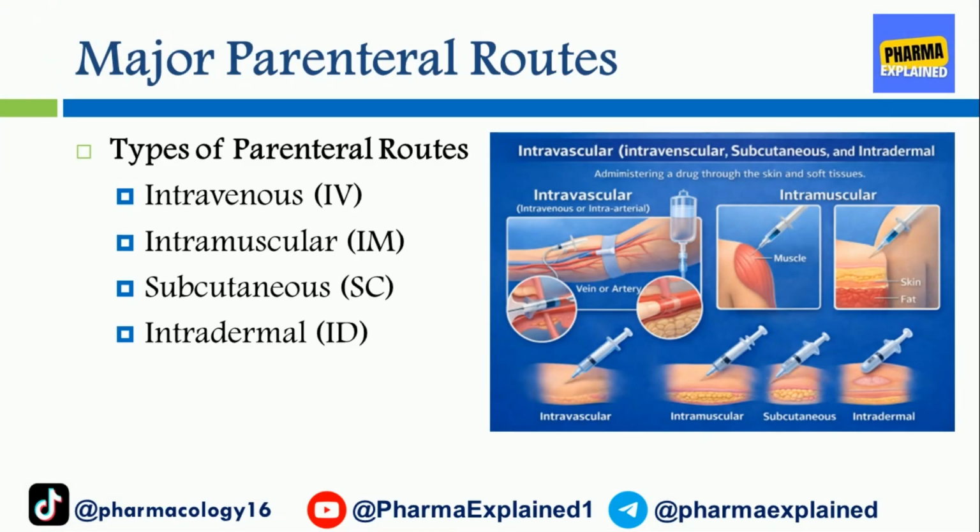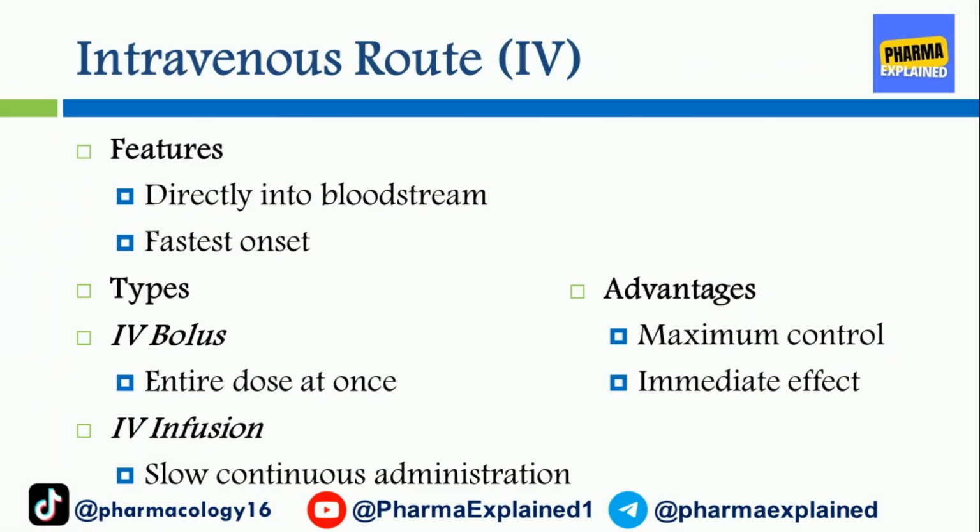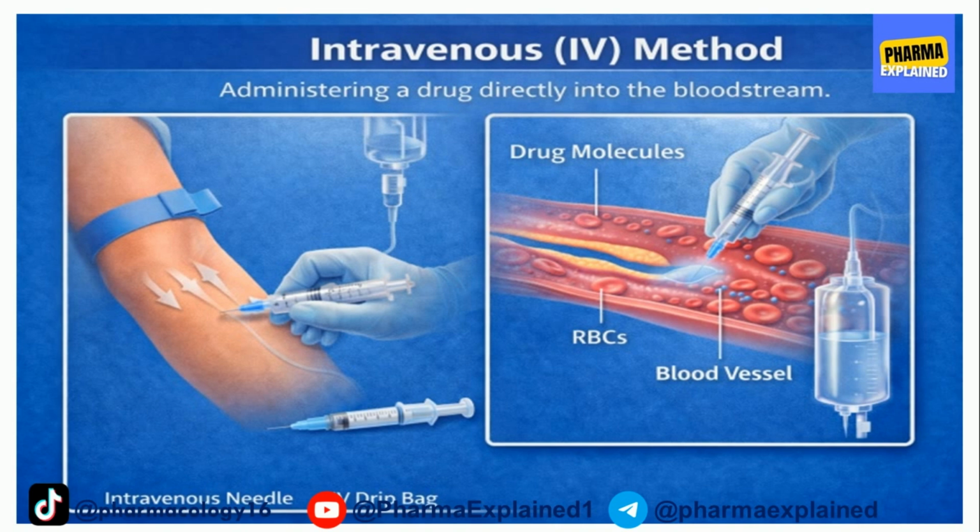Major parenteral routes include intravenous, intramuscular, subcutaneous, intradermal. 1. Intravenous route, IV. This is the most common parenteral route. Drugs enter directly into the bloodstream, producing rapid effects. For bolus, the entire dose is given at once: immediate action, high plasma concentration. For infusion, the drug is given slowly over time: lower peak concentration, longer duration of action. IV administration provides maximum control over drug delivery.